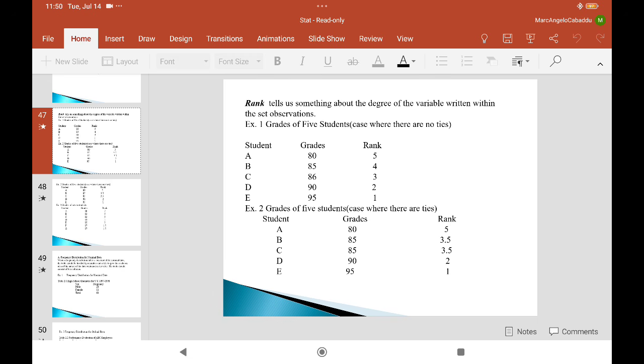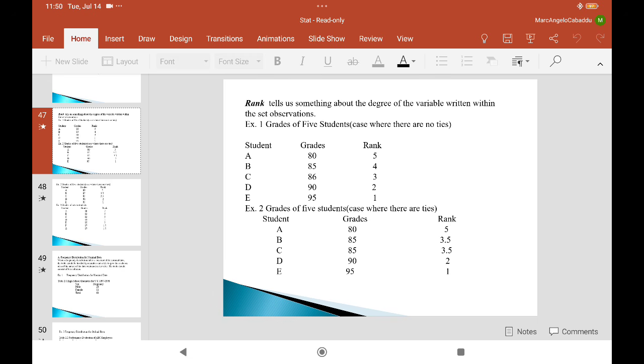Before we proceed to frequency distribution table, we have to first discuss this concept called rank. This is similar to what we were doing in the ordinal variable. Remember the ordinal variable? Ordinal variable has quality. However, it can also have an order, or you can rank them. Rank tells us something about the degree of the variable. These degrees can be arranged in ascending or descending orders.